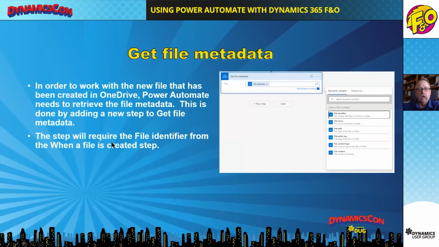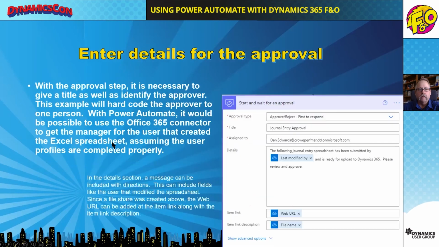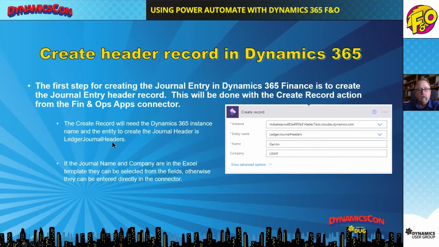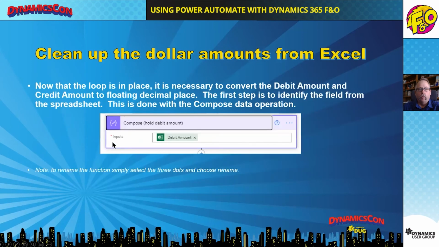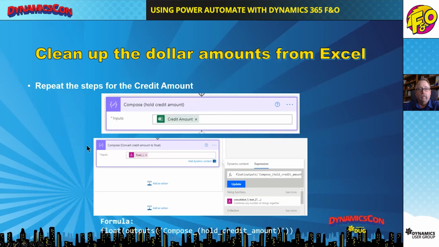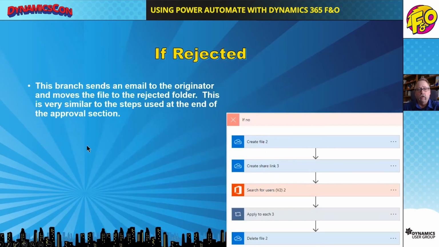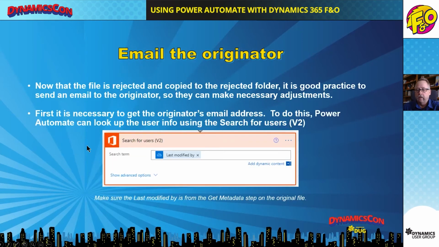So with that, let me go back to PowerPoint. And again, all of this information, I'm going to jump through a bunch of slides here. This is what we just talked about with that approval process. Going through the header, there's converting the debit and the credit amount. So all of this is documented in this PowerPoint for you to follow along and hopefully get some ideas. I've done this for sales orders. I've done this for purchase orders, things like that.